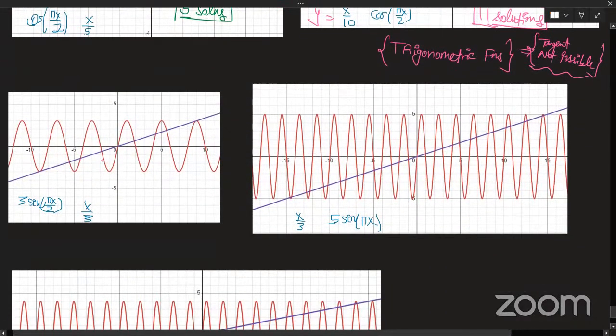Fine. This is 3 sine pi x by 2. So what will happen? This function will grow till 3 and come down till minus 3. So basically I have sine of pi x by 2 and I have multiplied it 3 times in y direction. I have enlarged it, magnified it. Okay. So I have magnified it 3 times.